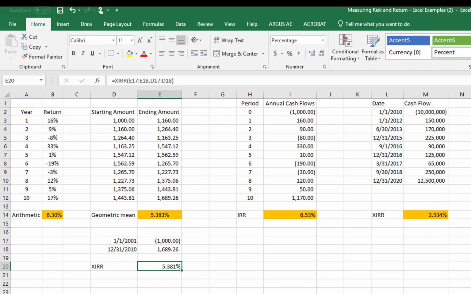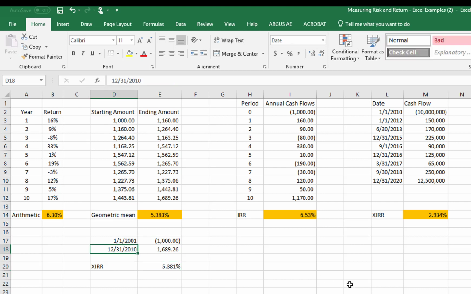And the reason is because this function right here is counting days, and we've got an extra leap day in there somewhere. So if I change this to 12/30/2010, I get the exact same answer. So regardless, they're super close, and that's what the XIRR function is returning you. It's a geometric mean based on the dates and the cash flows that you're feeding it. So it's an important function, and it's one that I'll ask you about on a test.